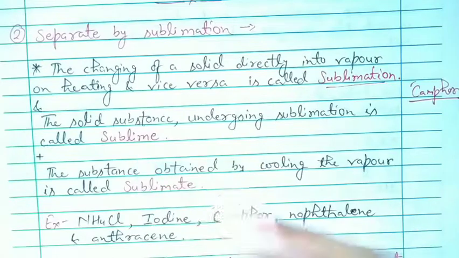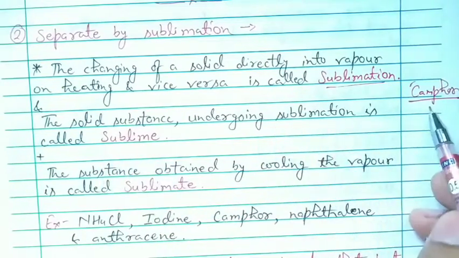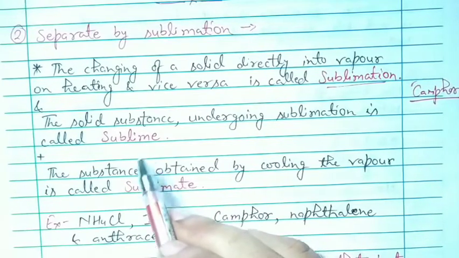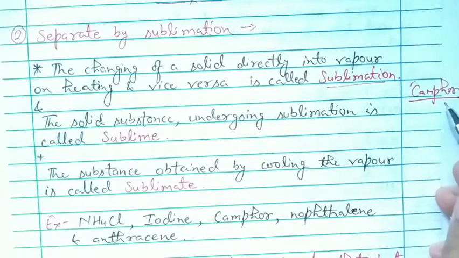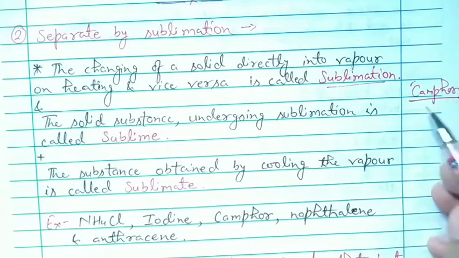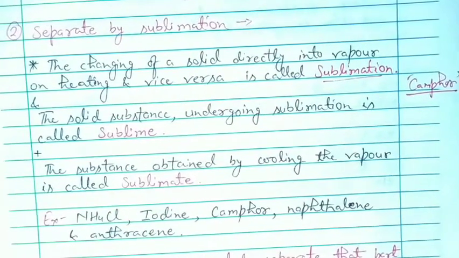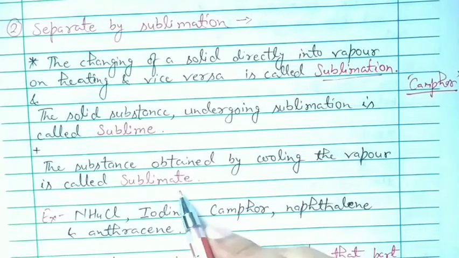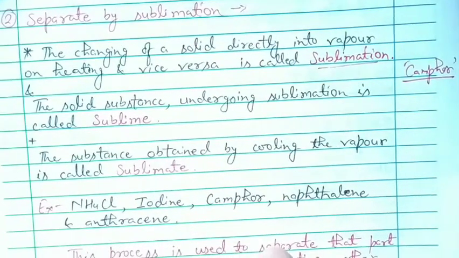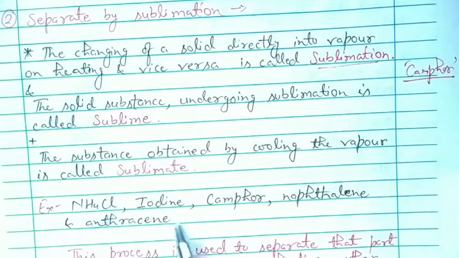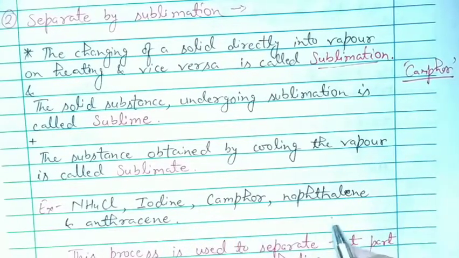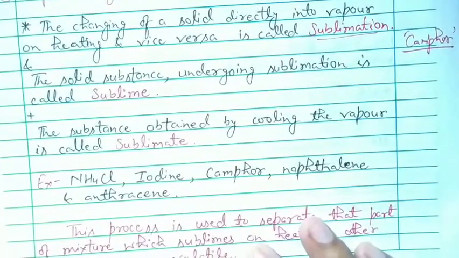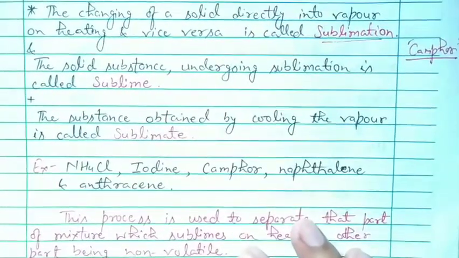Second, the substance which undergoes this process is called the sublime, meaning camphor is the sublime substance. And when we cool down the camphor vapors, we get back the particles of solid camphor again, you can say the powder form, that is called the sublimate. Some examples other than camphor are ammonium chloride, iodine, naphthalene and anthracene. These are the sublime substances which undergo the sublimation process.